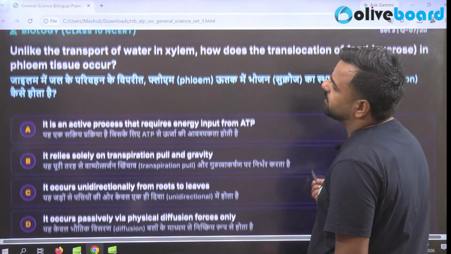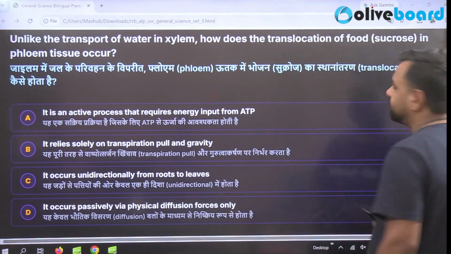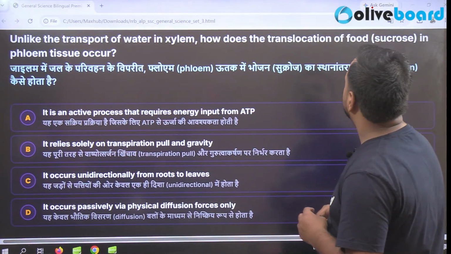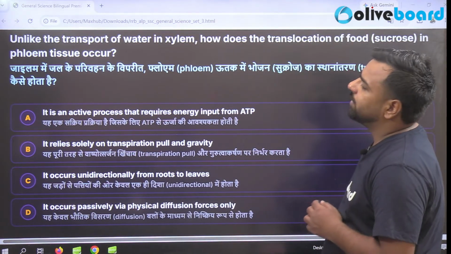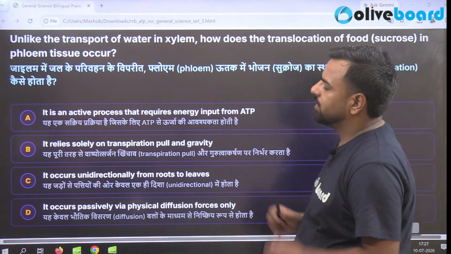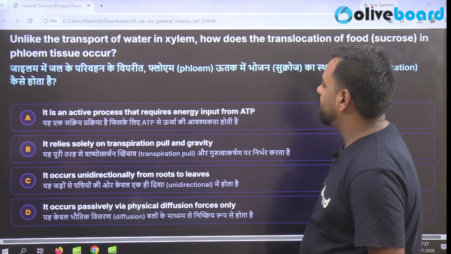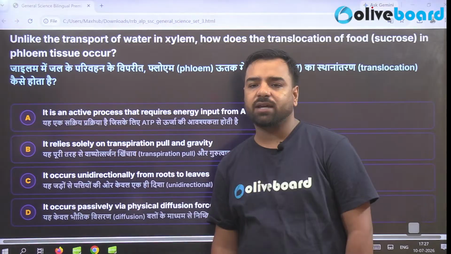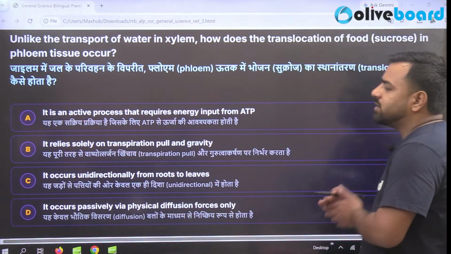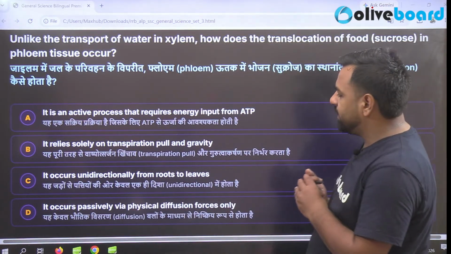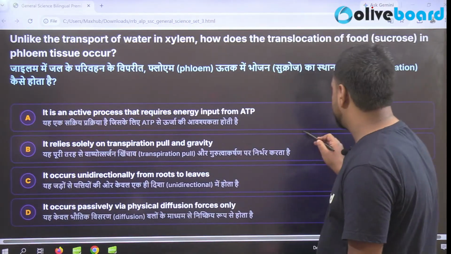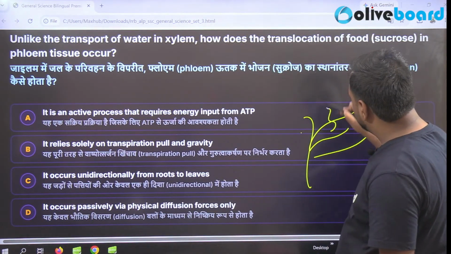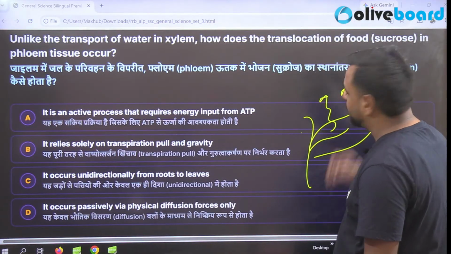The next is, unlike the transport of water in xylem, how does the translocation of food in phloem tissue occur? Option A: it is an active process that requires energy input from ATP. The full form of ATP is adenosine triphosphate. Option B: it relies solely on transpiration, pull, and gravity. So transpiration is the process that is observed in the plants. It's like these are the leaves. So the loss of water through these plant leaves, that's what transpiration is.